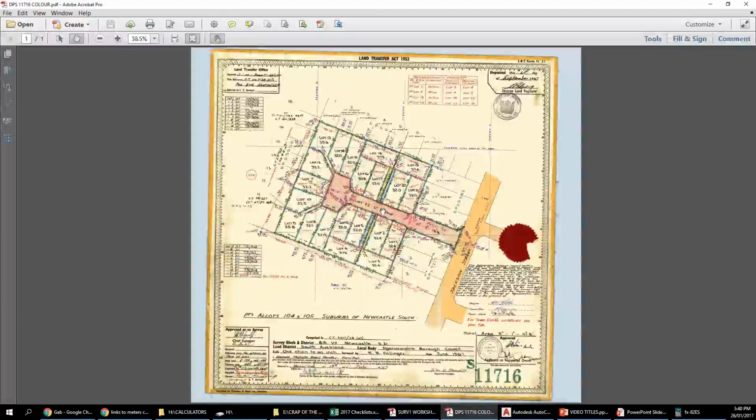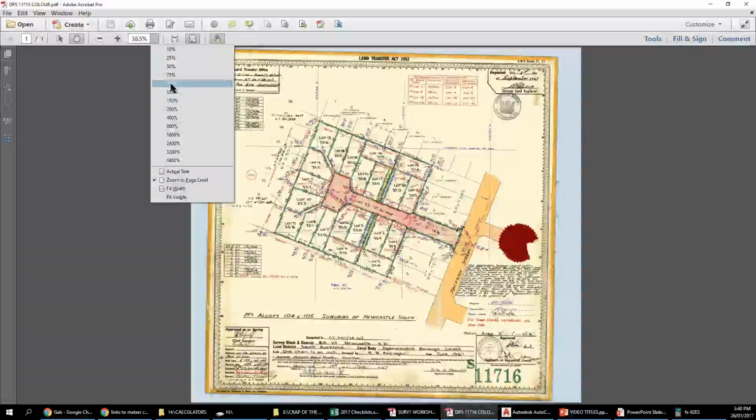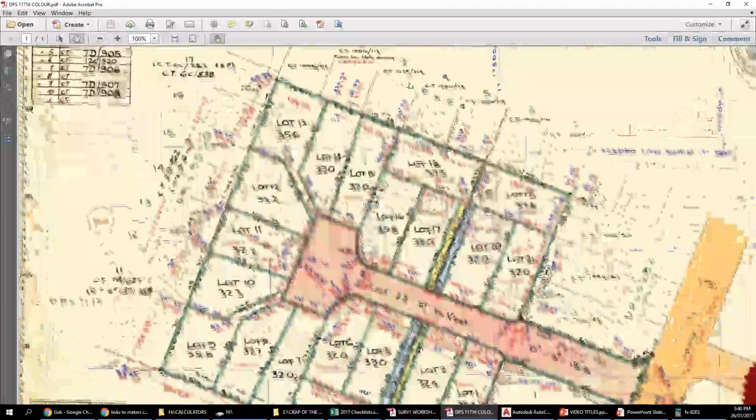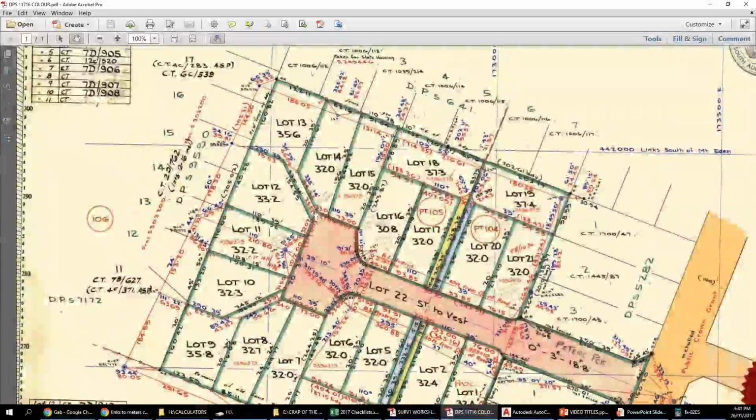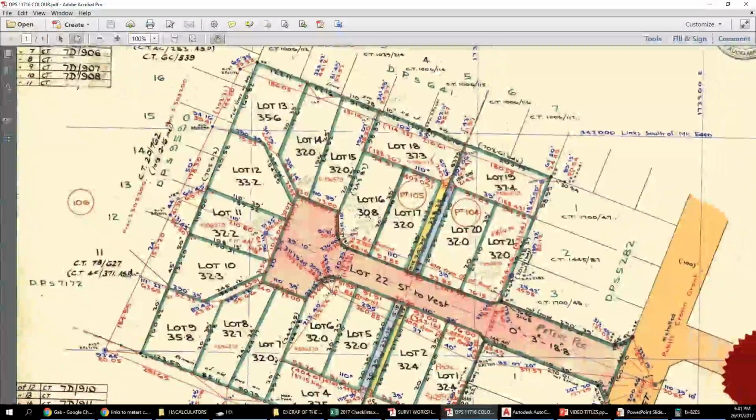Real gentleman. Now, what we have here is a subdivision of a piece of land into some 21 lots by the look of it, 21 residential lots and one roading lot. Now let's perhaps just have a little bit of a zoom in and have a look at a few things. So here's lot 13 up here. Now what does all this mean?